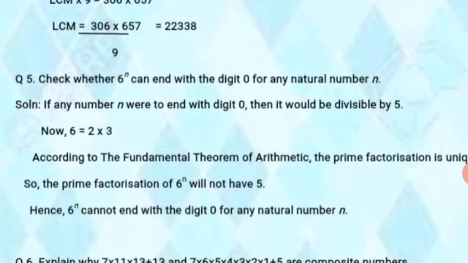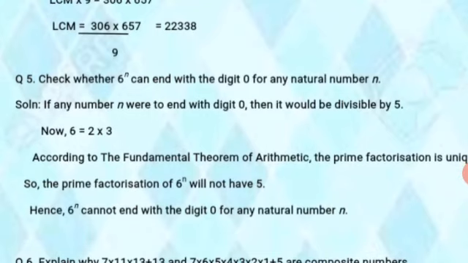Take any other number, say I take 30. So 30 can be written as 3 into 2 into 5. Again you have the number 5 as one of its factors. Here in our question, we are supposed to check for 6 raised to power n.